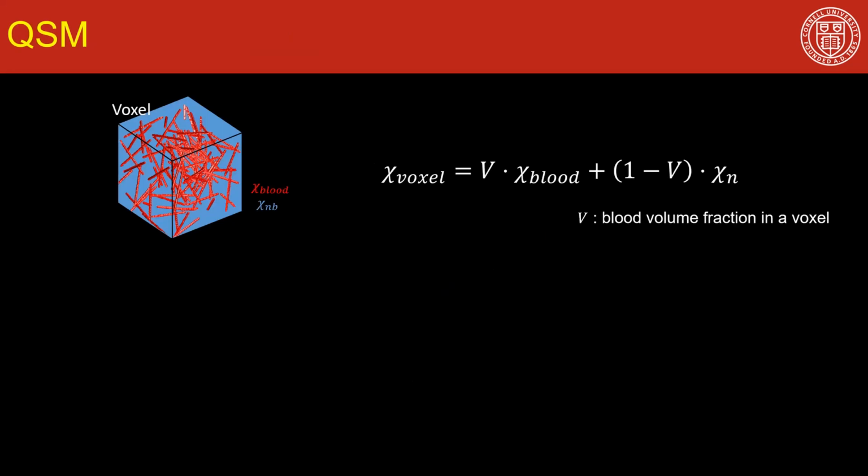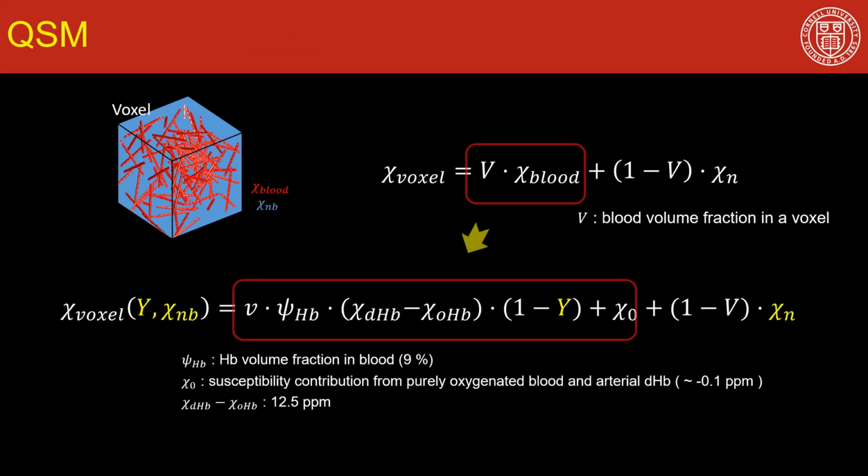How about the QSM-based method? QSM provides voxel-wise susceptibility, chi-voxel, and this chi-voxel consists of two contributions, blood contribution and non-blood contribution. From the blood contribution, we can estimate the venous oxygenation Y. The smaller Y means more deoxyhemoglobin in the vein. It would increase the total voxel susceptibility.